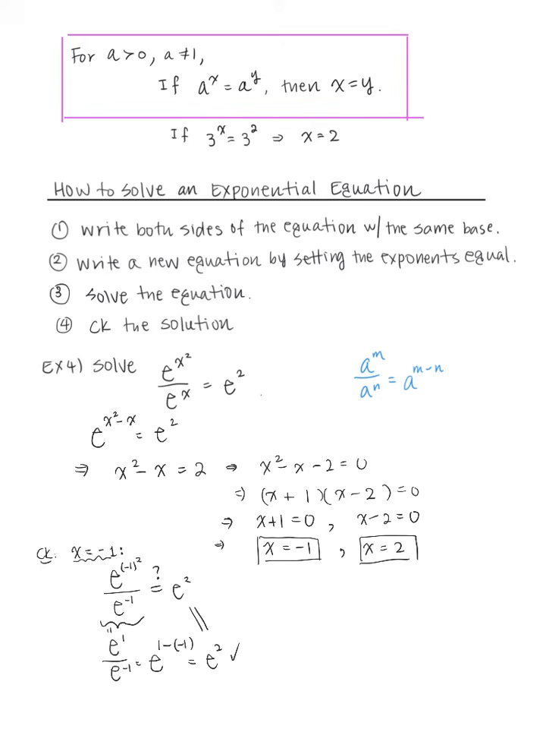Now let's check when x is 2. We're going to do the same thing. So we're going to go e to the 2 squared over e squared. Is that going to give us e squared?